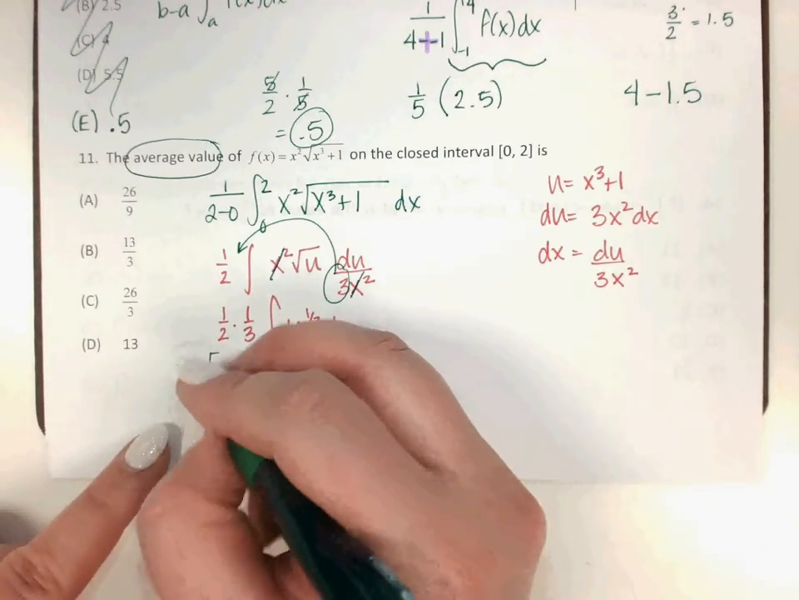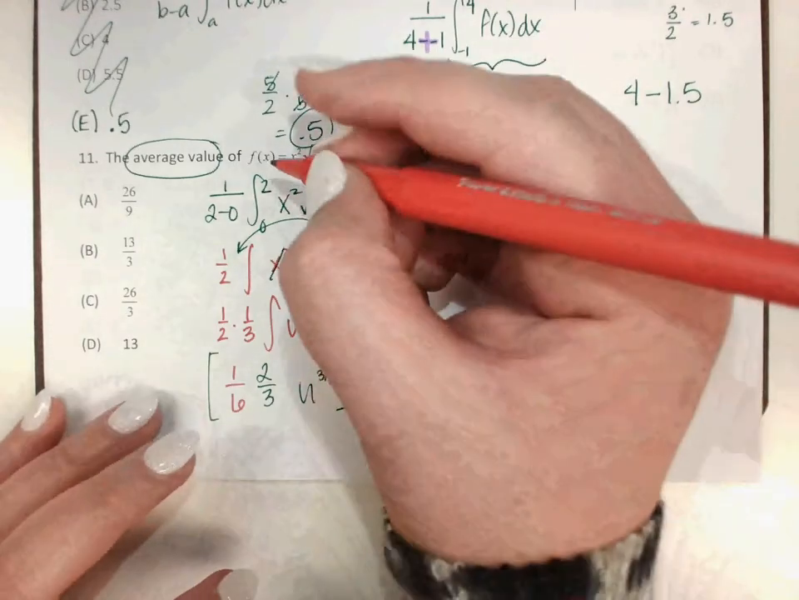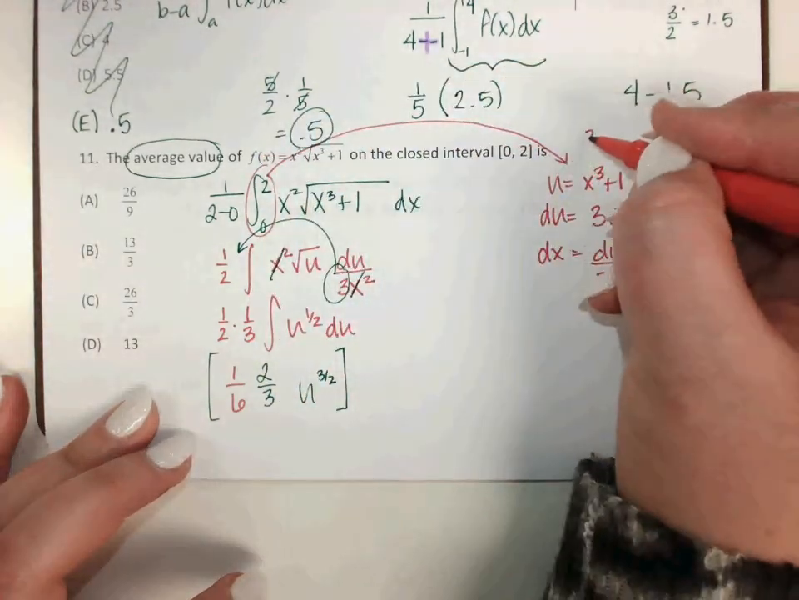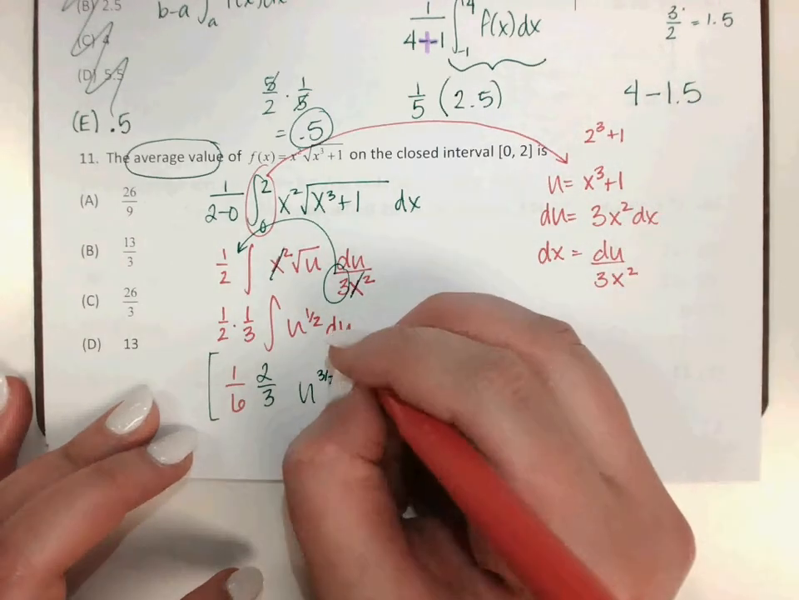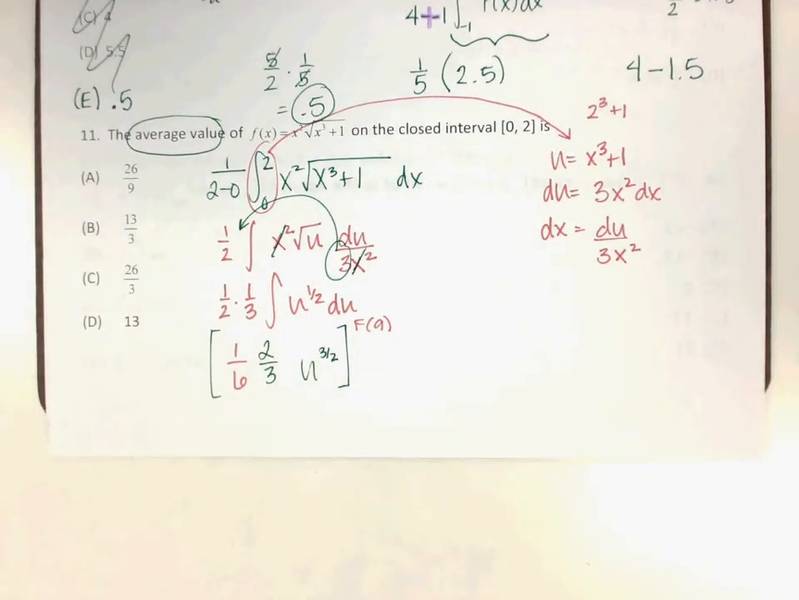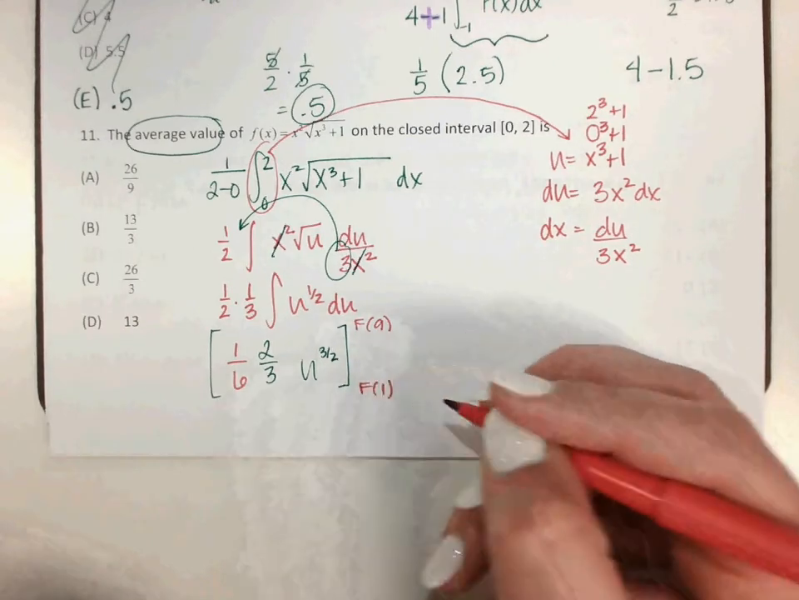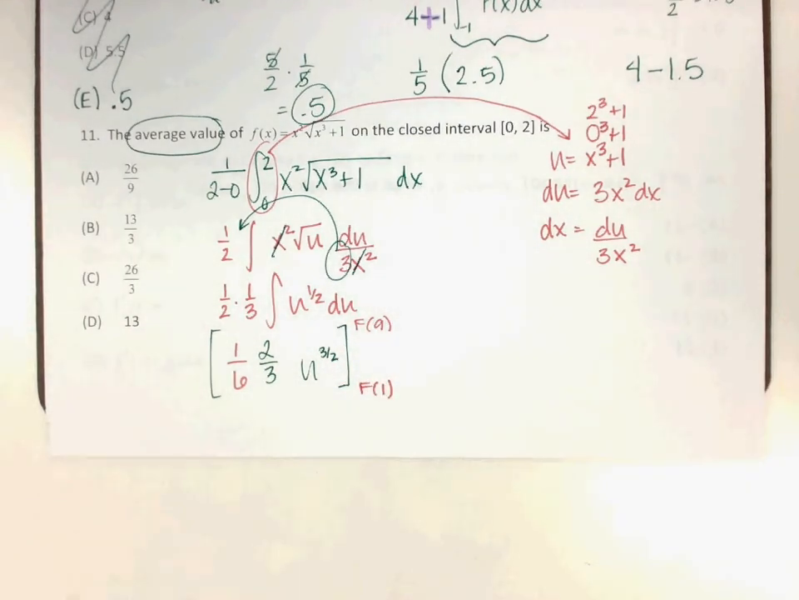And then I forgot to change my endpoints, so I'm going to pause and do that right now. My upper endpoint used to be a 2. Plug in a 2 to your u. What's your new top endpoint? 9. Okay, 2 cubed plus 1, which is 8 plus 1, which is 9. Then on the bottom, I had a 0. 0 cubed plus 1, what's my new bottom endpoint? 1. And remember, guys, the reason we do that is to not ever have to go back to x's. I just finished the problem with u's.